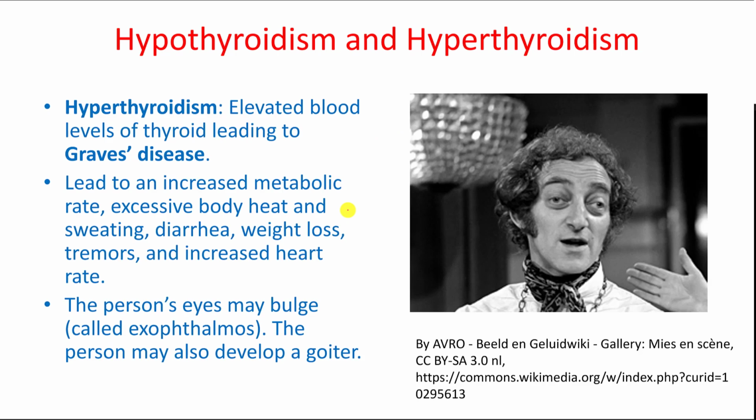On the opposite hand, if we have hyperthyroidism, this is something known as Graves' disease. So it's almost the opposite. Increased metabolic rate, weight loss, diarrhea, increased heart rate. In those patients, the eyes will get bulged, as if being pushed out. This is like a marker of hyperthyroidism. Sometimes goiter will develop as well in those conditions.